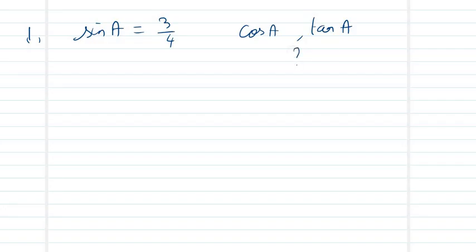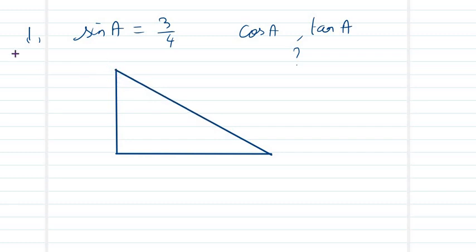Problem number 1. We have sin A equals 3 by 4. Find cos A and tan A. So these two values we have to calculate. Whenever the value of one ratio is given, let us just draw a right angle triangle and fill up those values so that we will be able to get to the other values easily. We'll mark PQR.